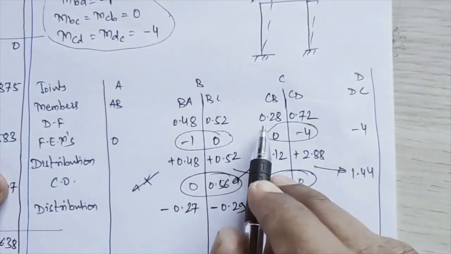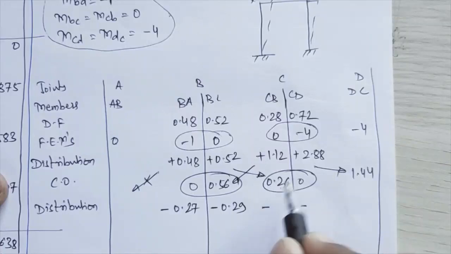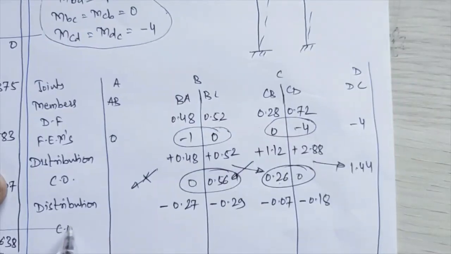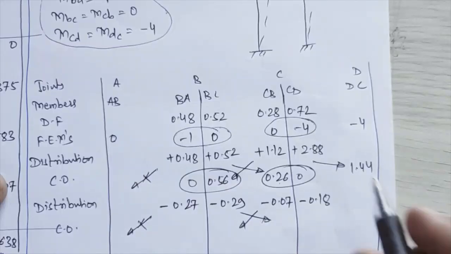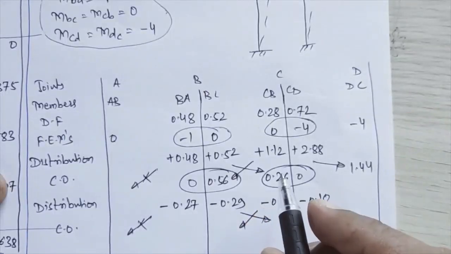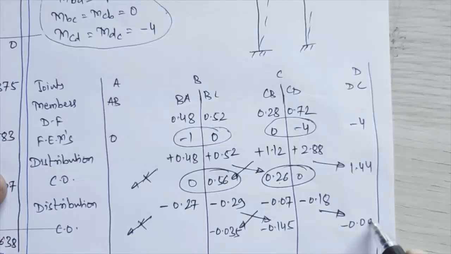Again, distribution of 0.26 for the distribution factor, that will come negative because this summation is positive here. So 0.26 into 0.28 and 0.26 into 0.72, I get this as 0.07, and this I am getting as 0.18 over there. I'll do the carryover for this. This is not possible. This will get carryover to CB, BC will get carryover to, okay. So half of 0.29, I get this as minus 0.145. This I am getting as minus 0.035. This I am getting as minus 0.09.